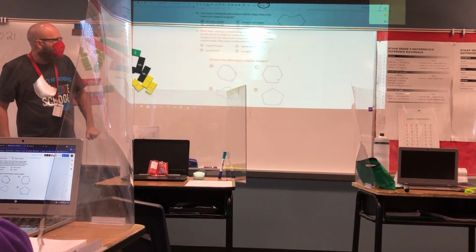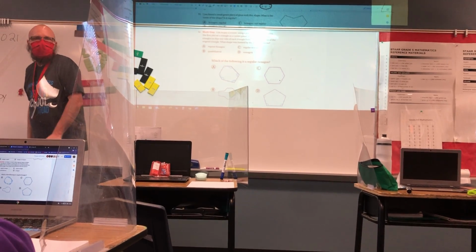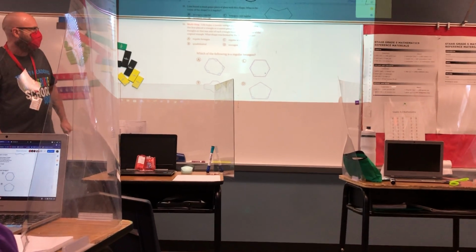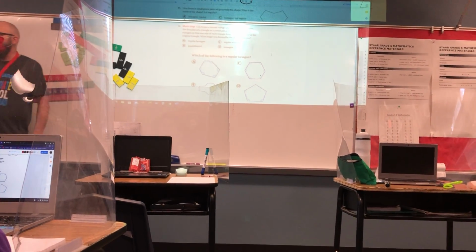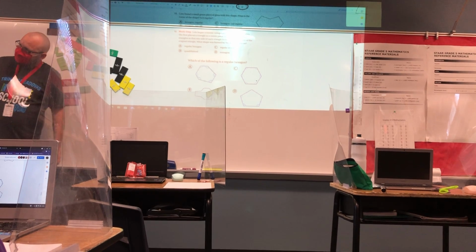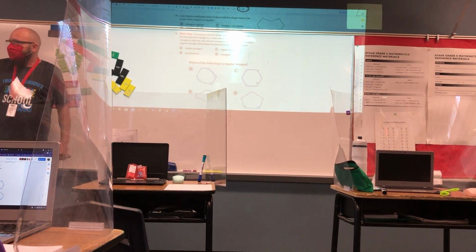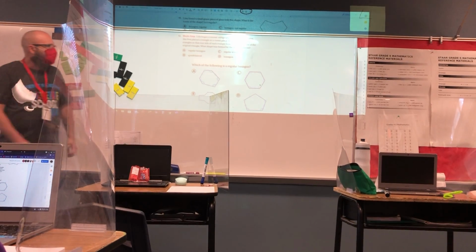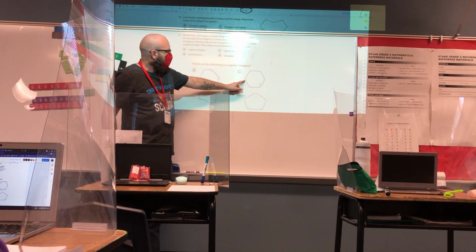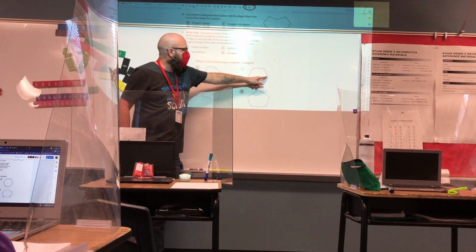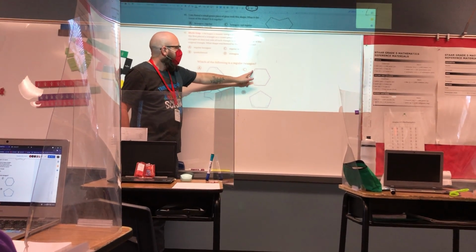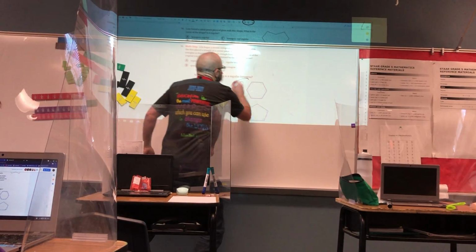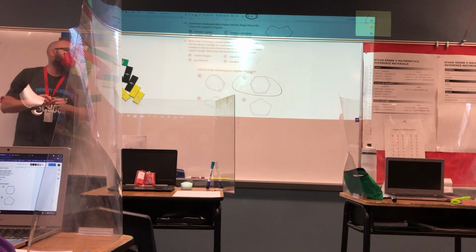Which of the following is a regular hexagon? Michael. A, B, C, or D? Regular hexagon. C. You can tell all the angles have just the one semicircle, so that means they're all the same size. All the sides have the one dash on them, so that means they're all the same size. So C would be the correct answer.